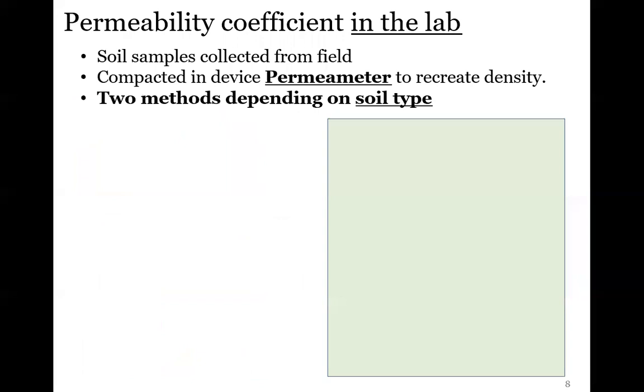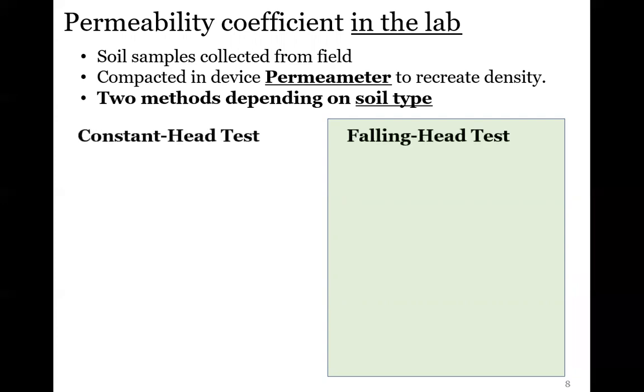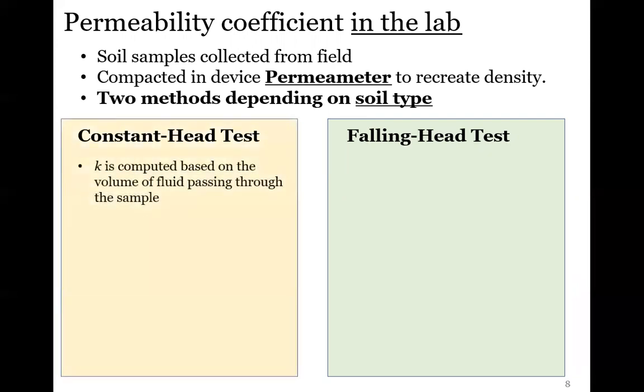All right, so let's talk about how we actually find it in the lab. There are two methods to determine the permeability coefficient in the lab. One is called the constant head test and one is called the falling head test. What happened here? Come on. The main reason we use these two different types of tests is dependent on the soil type.